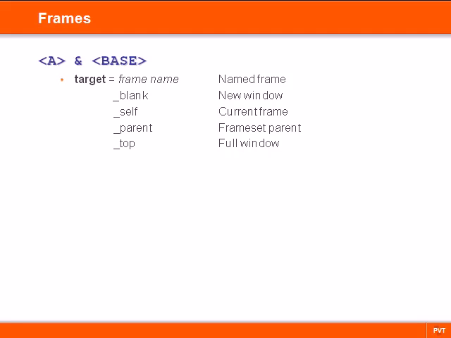Blank loads the document in a new window. Self loads it in the current frame. Parent loads it into the immediate frameset parent of the current frame, and thereby removes a frameset if there is any. And finally, top removes all frames and loads the link into the full window.